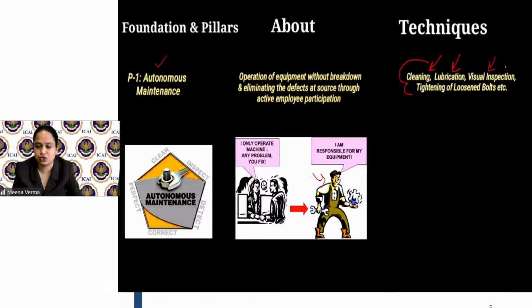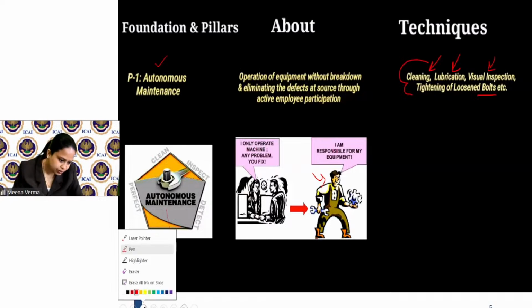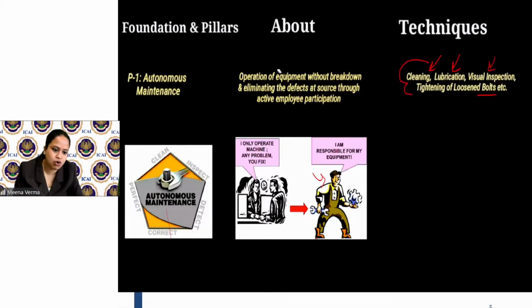Visual inspection. So worker, before starting the work, they keep on checking their machines. Visually, they will check, oh, is there any loose bolt? If there is, he will just tighten it, right? So keep on visual inspection and keep on finding if there is any problem in the machine, right? So this is the responsibility of whom? This is the responsibility of the worker, those who are working on the machine.